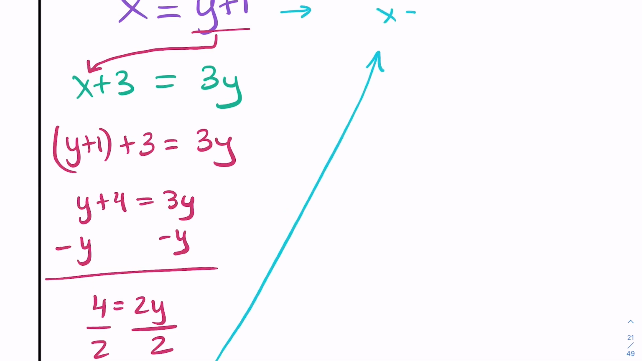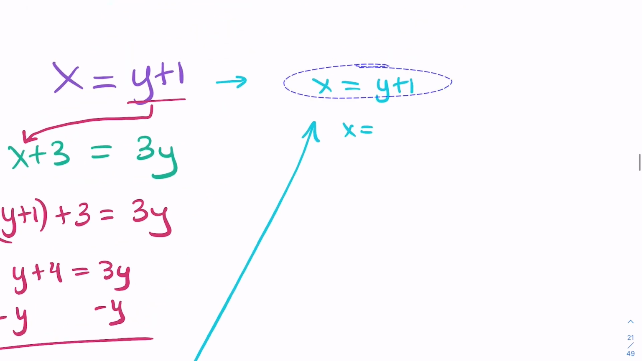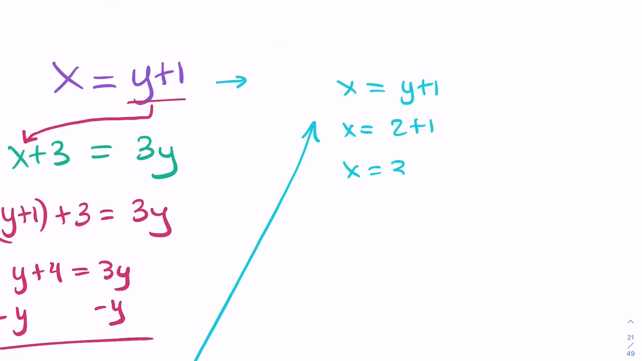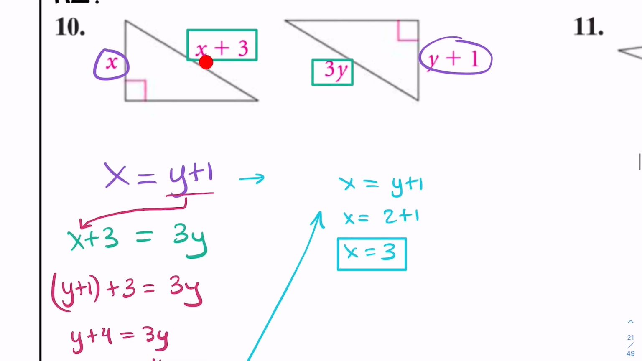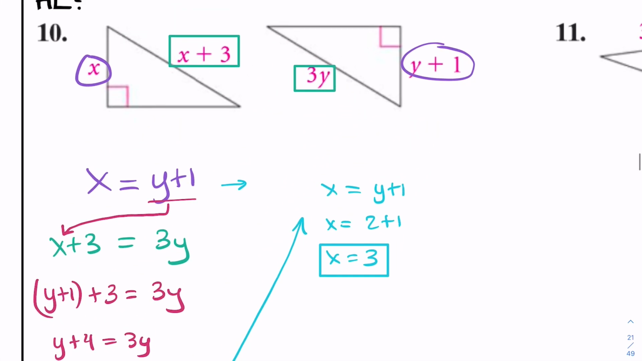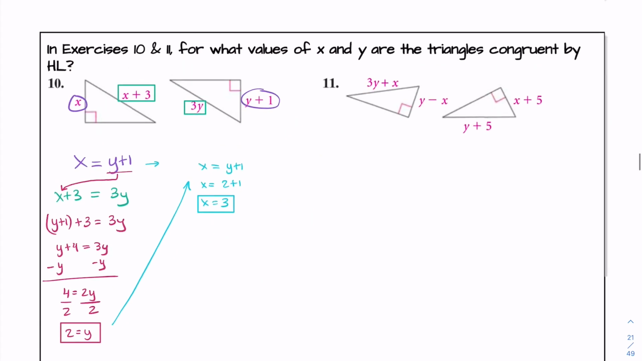So x equals y plus 1. So x equals 2 plus 1. So x equals 3. And I now get both values. So x would have to be equal to 3. So let's check our work. 3 plus 3 is 6. And when y is 2, we get 2 times 3 is 6. So 6 and 6. And then 3 here, and 2 plus 1 is also 3. So everything works out well. That's exactly what we needed.